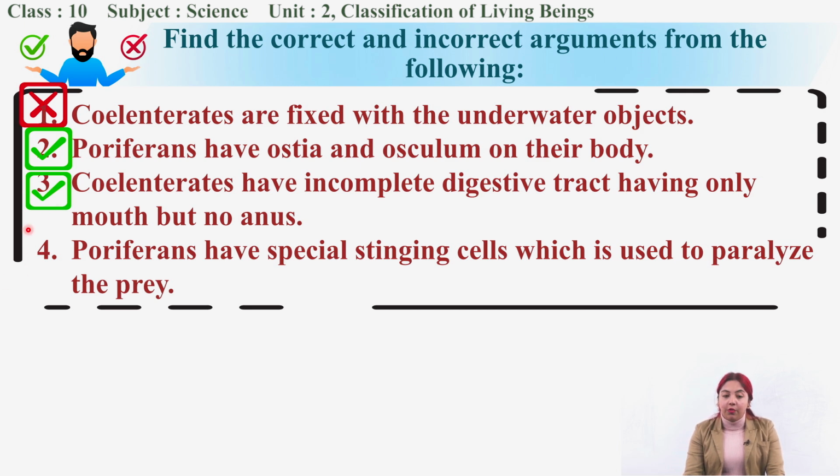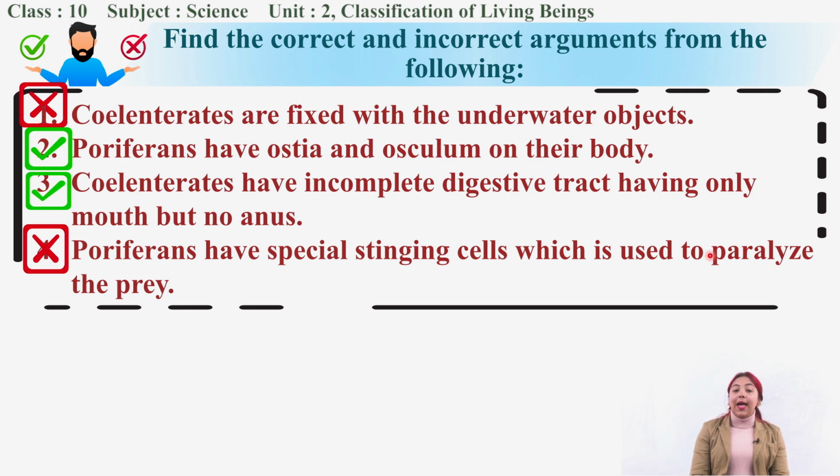Now argument 4. Poriferans have special stinging cells which are used to paralyze the prey. Is this correct? No, it's incorrect, because this is the characteristic feature of the phylum Coelenterata. So it is not the poriferans that have the special stinging cells. It is the Coelenterates that have the special stinging cells that are used to paralyze the prey.